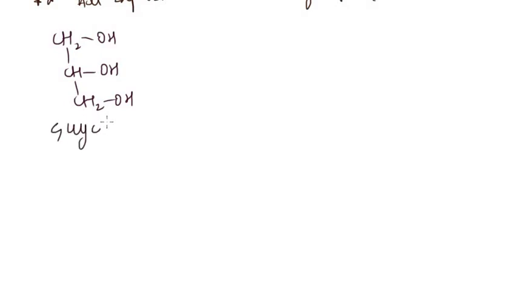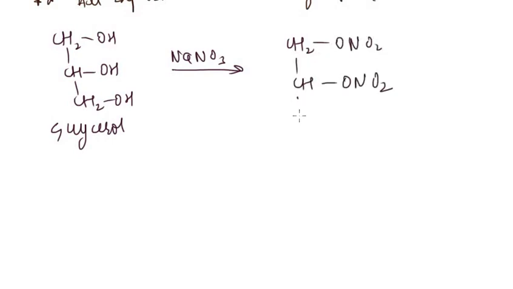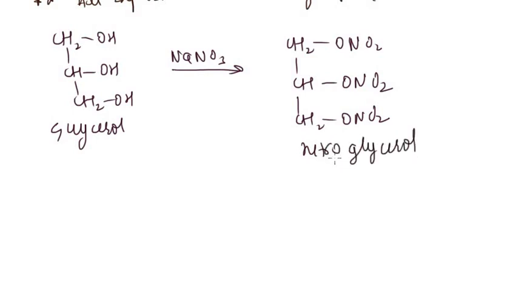Other explosives are made if we react CH2OH, CHOH and CH2OH. This is called glycerol. Glycerol, if we react with NaNO3, is converted to CH2ONO2, CHONO2, CH2ONO2. This is called nitroglycerol. And this is also called dynamite. I hope every one of you has heard about what dynamite is.